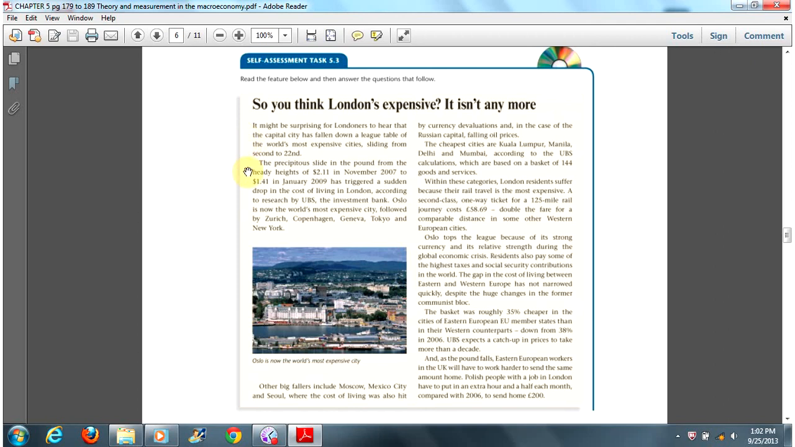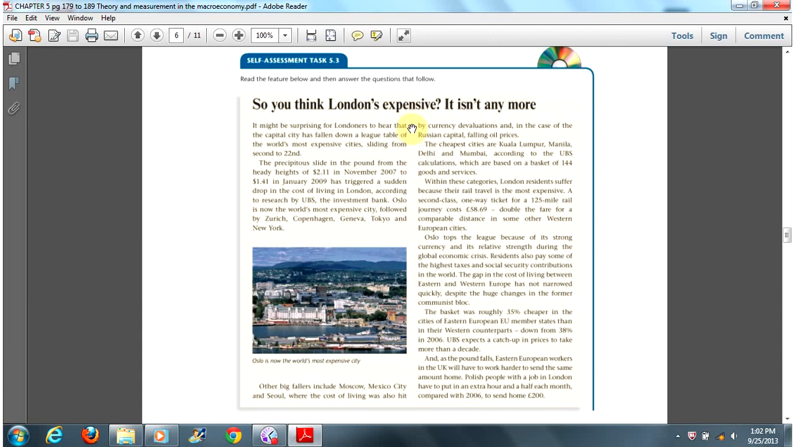The precipitous slide in the pound from the heady heights of $2.11 in November 2007 to $1.41 in January 2009 has triggered a sudden drop in the cost of living in London, according to research by UBS, the investment bank. Oslo is now the world's most expensive city, followed by Zurich, Copenhagen, Geneva, Tokyo, and New York. Other big fallers include Moscow, Mexico City, and Seoul, where the cost of living was also hit by currency devaluations and, in the case of Russia's capital, falling oil prices.